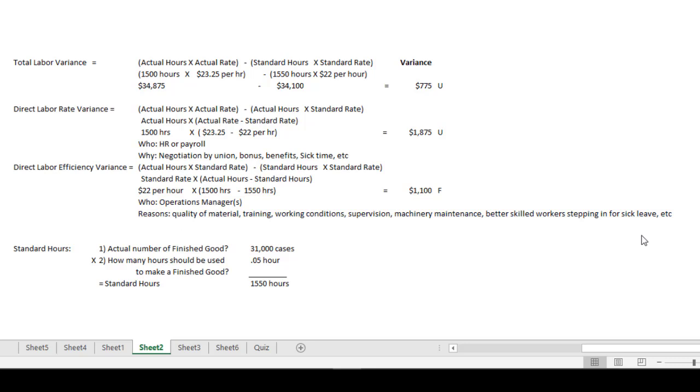And so now that the managers know what was going on, they can make decisions to either try to fix or reduce unfavorable variances and try to get favorable variances to happen again in the future. The use of variances can be a very useful tool for managers.